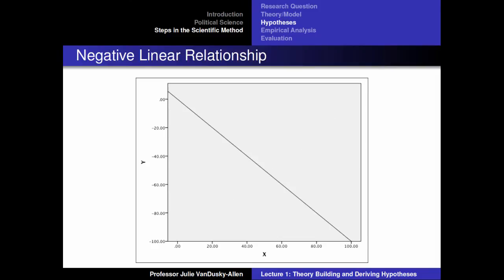The second relationship is a negative linear relationship. As our independent variable increases, our dependent variable decreases. And this decrease is constant across all values of the independent variable. The effect that a change in the independent variable has on a change in the dependent variable is the same at low values of the independent variable and high values of the independent variable. In other words, the slope is constant across all values of the independent variable.